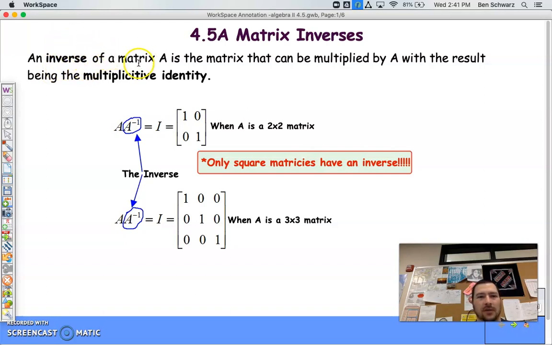So an inverse of a matrix, we'll call it matrix A, is a matrix that you can multiply by A with the result being the multiplicative identity. So a matrix times its inverse is going to equal the identity matrix, which remember we said has ones down the main diagonal, zeros everywhere else. So if it's a 2 by 2, the identity matrix would look like this. If it's a 3 by 3, your identity matrix would look like this. So obviously only square matrices are going to have an inverse. So again, a matrix A times its inverse will always result in the identity matrix.